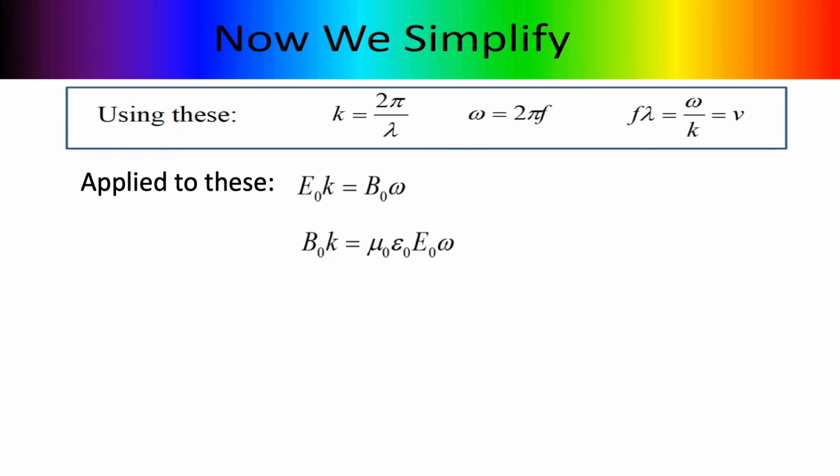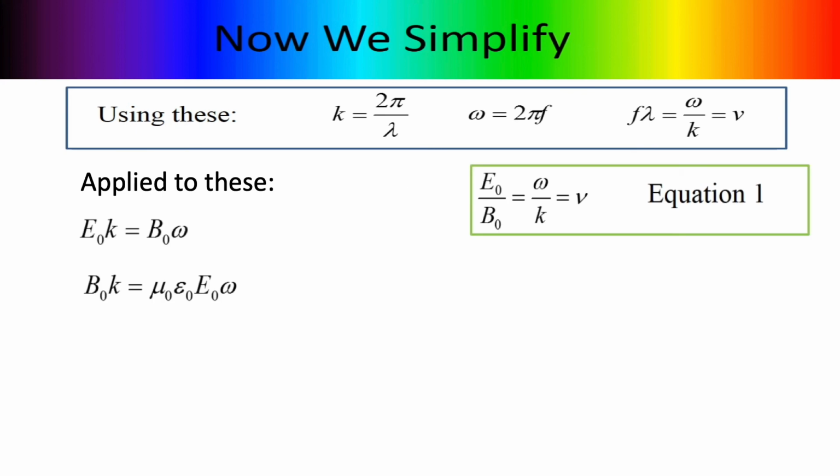Now we can use transverse wave equation properties to simplify these two equations that we've developed. So the first equation is really easy. We divide E sub 0 by B sub 0, and we notice that that's going to equal omega over k. So if we look at our transverse wave equation relationships, omega over k equals the speed of the wave. So that gives us equation 1, which I've highlighted in a green box here.